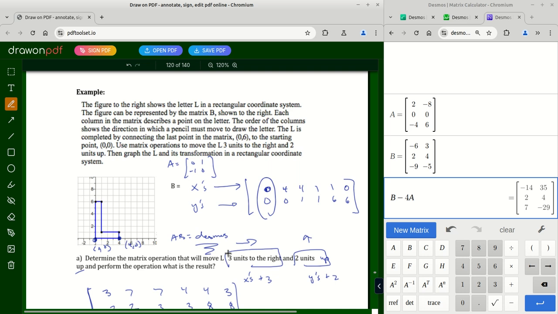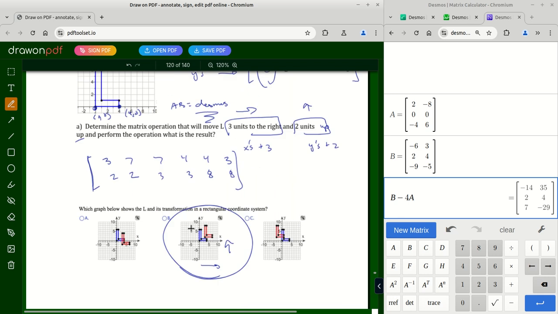Cool. I think that's all we got. It was actually pretty fast and easy. We're going to do the rest of the matrix stuff next time.